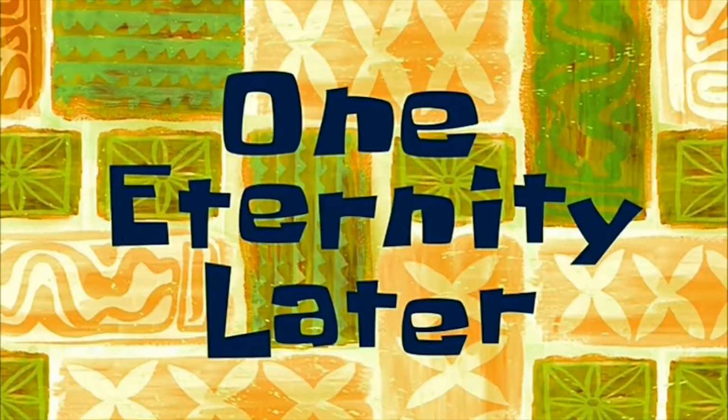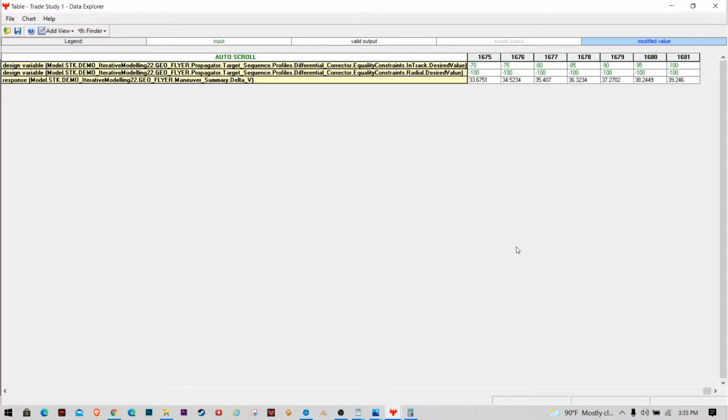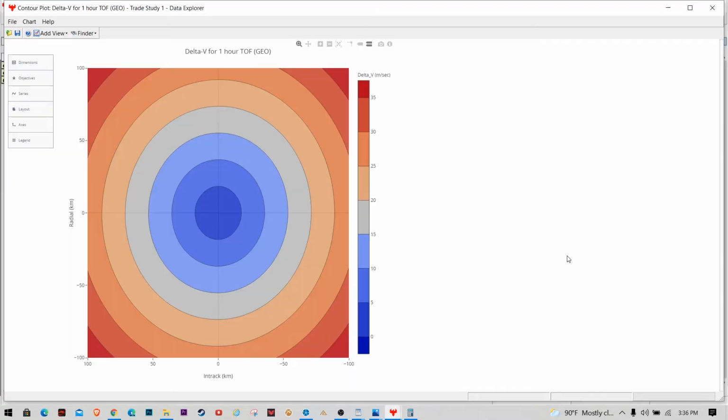One eternity later. Awesome, so here's the GEO data with all the runs complete. From that, it's pretty good to add a contour plot. Here's a version of the contour plot, and it's the one that we're going to be looking at the most. So I just want to first explain it to you, and then we'll do all the runs for LEO, and then two for HEO, and then we'll start to analyze what these time of flight plots actually mean. It's sort of a simple explanation. If I want to go negative 50 in-track and 50 radial, I should expect to spend somewhere between 15 and 20 meters per second of delta V.